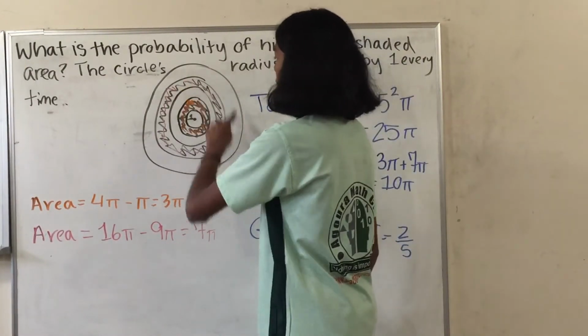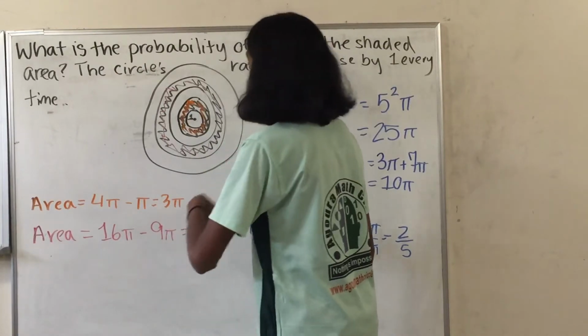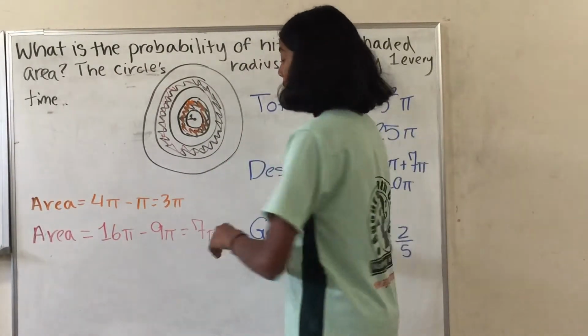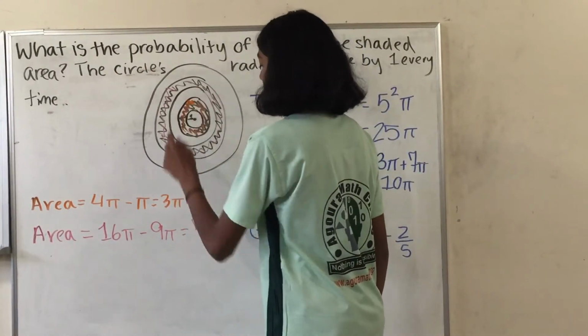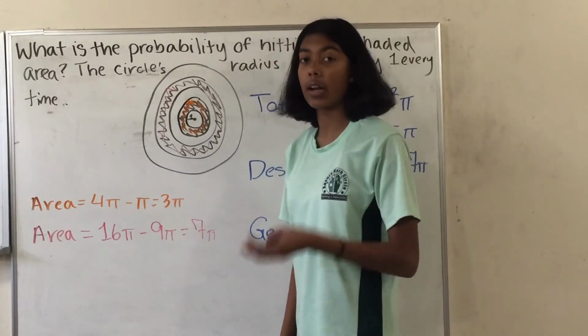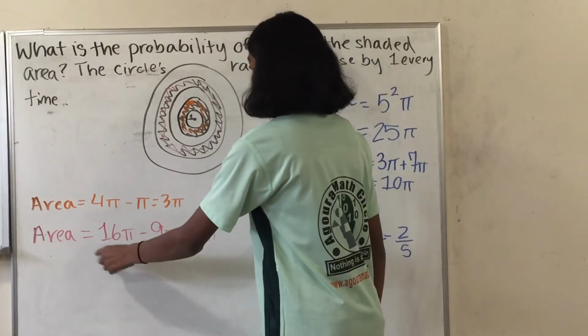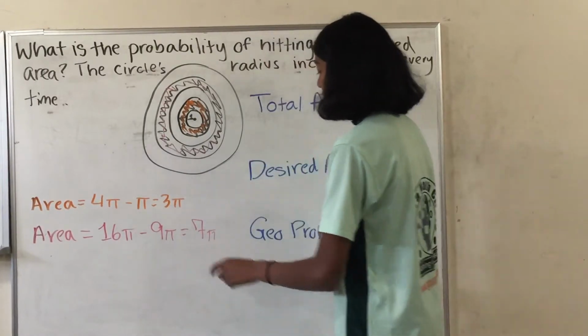Now let's move on to our red shaded area. The area of this fourth circle is going to be 16 pi because its radius is 4. And the area of this third circle is going to be 9 pi because its radius is 3. So 16 pi minus 9 pi is equal to 7 pi.